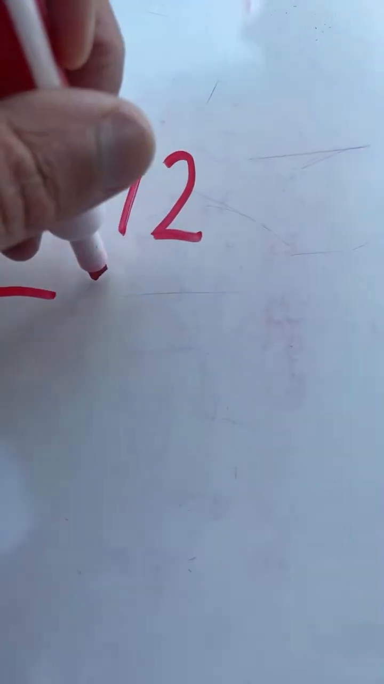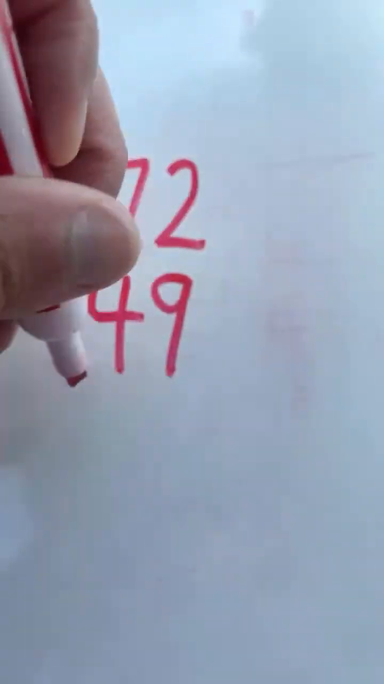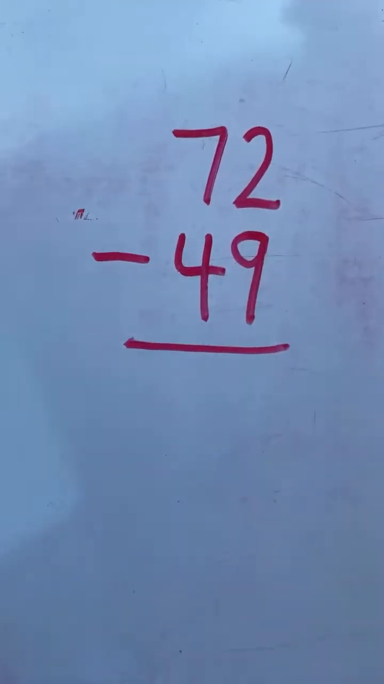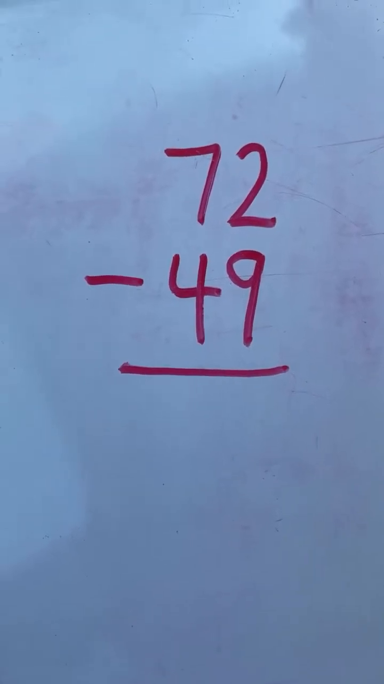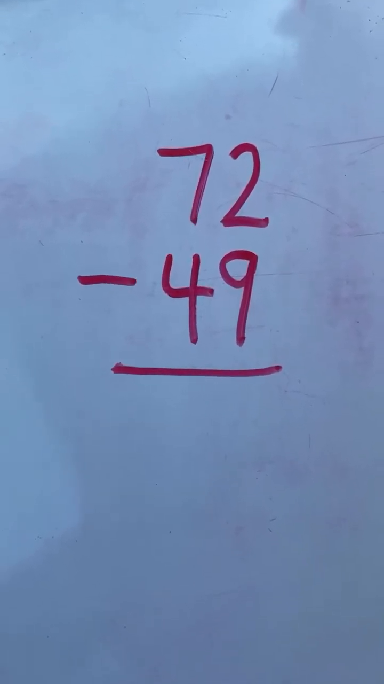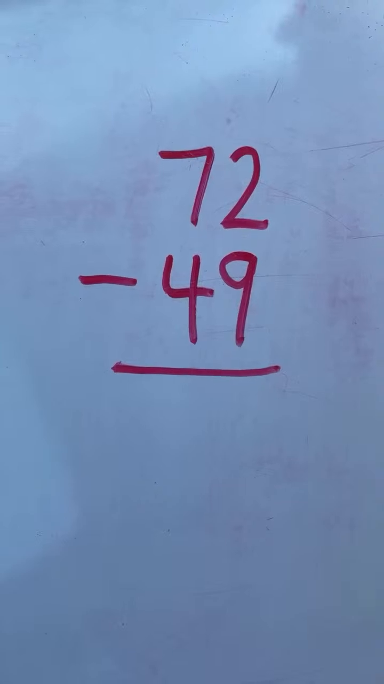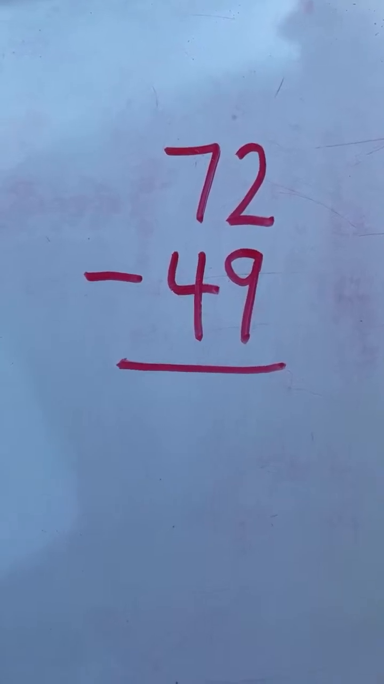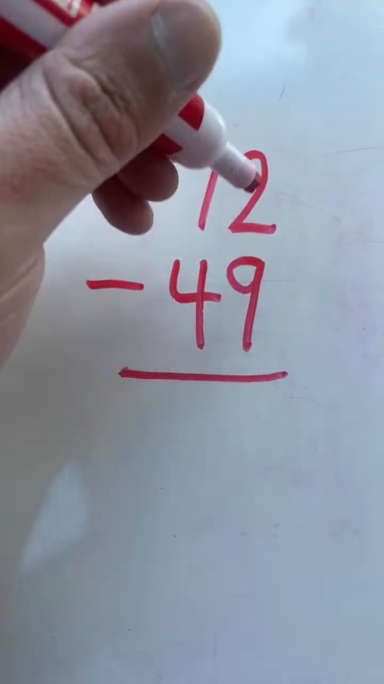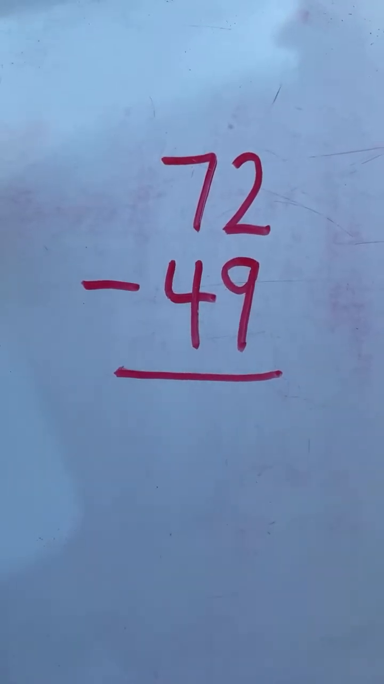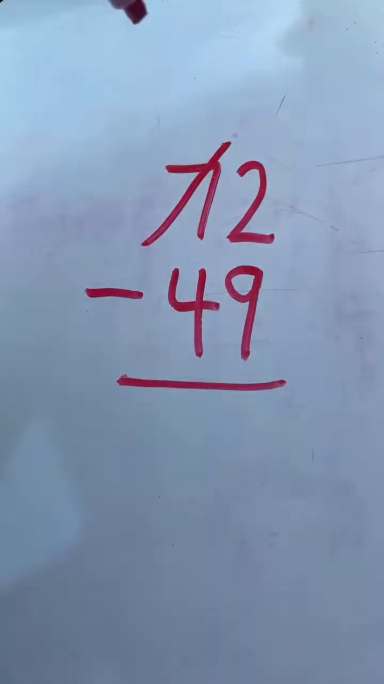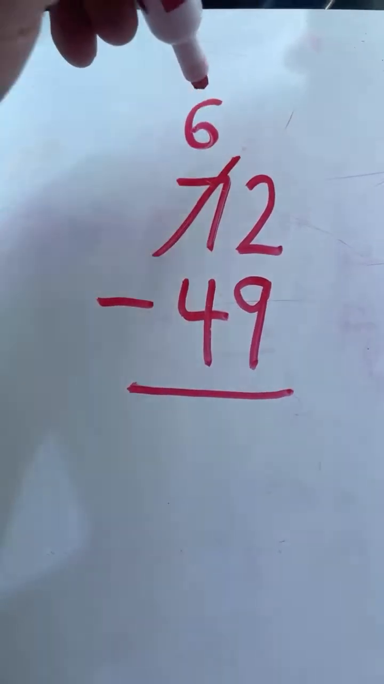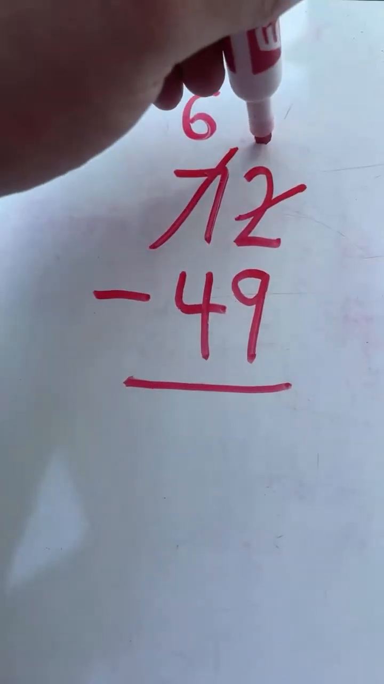All right, 72 minus 49. So step 1, we see if regrouping is needed, and we regroup whenever the bottom digit is bigger than the top digit. In the ones place, 9 is bigger than 2. You can't start out with 2 and take away 9, so we will need to regroup. So we're taking a 10 from the tens place. That 7 is going to become a 6, and that 2 is going to become a 12.